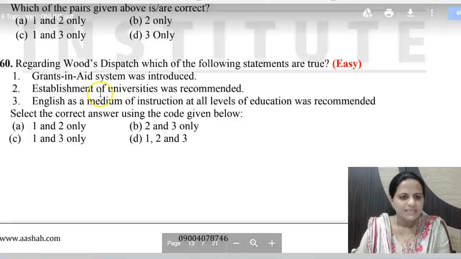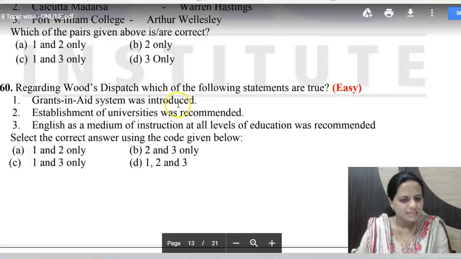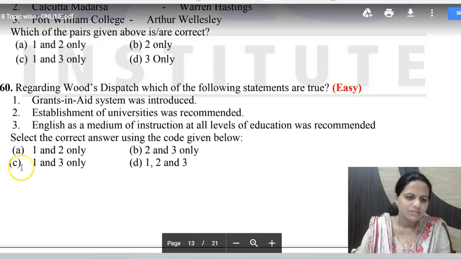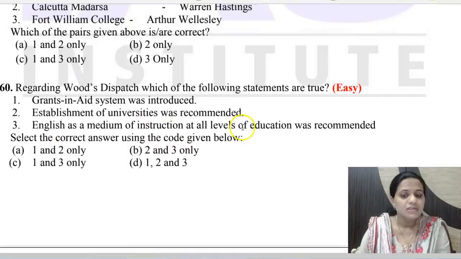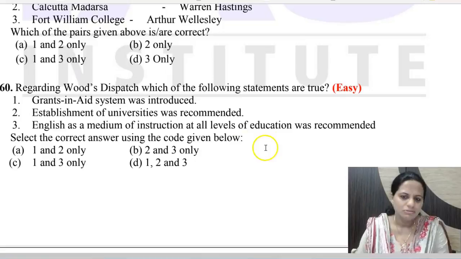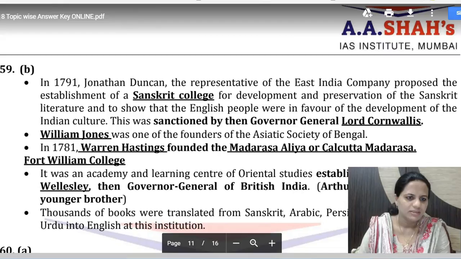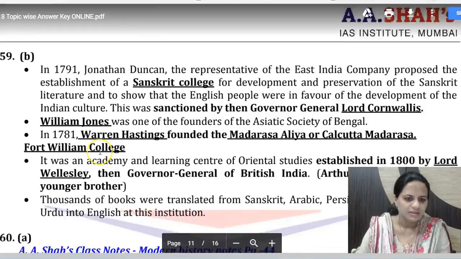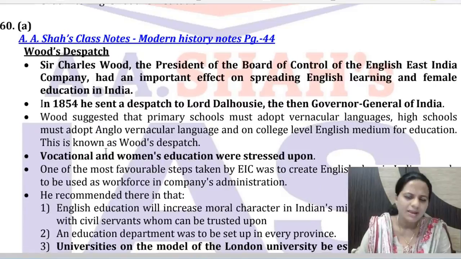Next is, regarding Woods Dispatch, which of the following statements are true? Grants and aid system was introduced. Yes, it was. Establishment of universities was recommended. Yes, it was recommended. English as a medium of instruction was announced, but only at higher levels; at primary and lower levels, it was the vernacular language which was recommended. So here the correct answer is 1 and 2 only, that is A. This Woods Dispatch is covered in detail in various notes and books which you study. So this is an easy question.